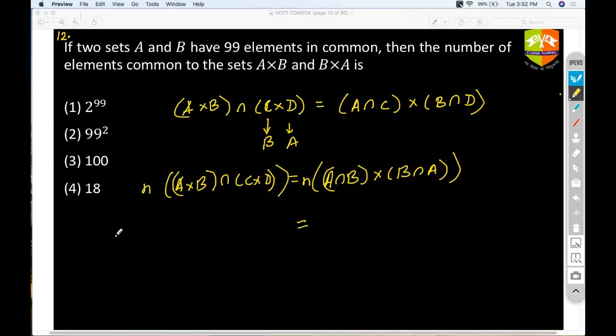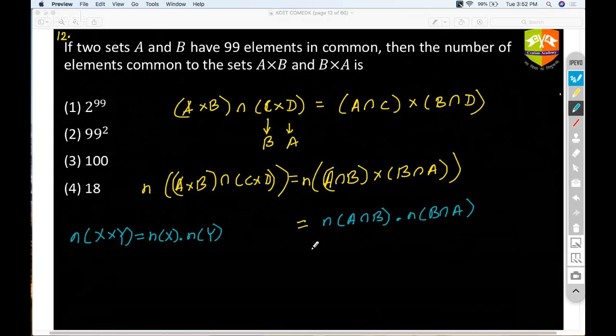And we know that the number of elements in X cross Y is nothing but the number of elements in X times the number of elements in Y. That's going to give you the number of elements in A intersection B times the number of elements in B intersection A, which happens to be 99 in both of them because A intersection B is equal to B intersection A. So your answer is going to be 99 square. That's option number 2, which is going to be correct.